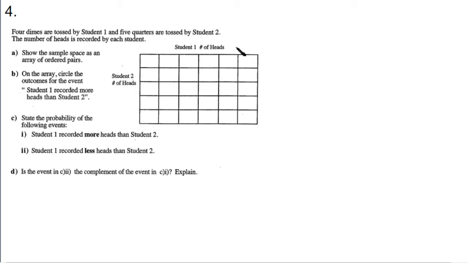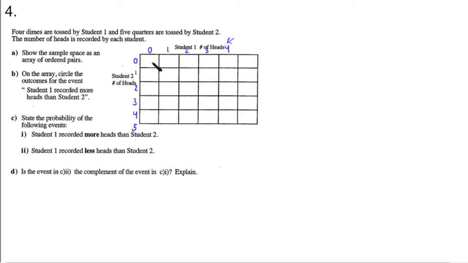So in this table, along the top, we have student 1's number of heads that they tossed. Student 1 tossed 4 dimes, so out of those 4 dimes, they could get 0 heads, 1 or 2 or 3 or 4 heads. Student 2 is tossing 5 quarters, so out of those 5 quarters, this student can get 0 heads, 1 head, 2 heads, 3 heads, 4 heads, or 5 heads. So it appears that this table is too small. There should be one more row at the bottom here.